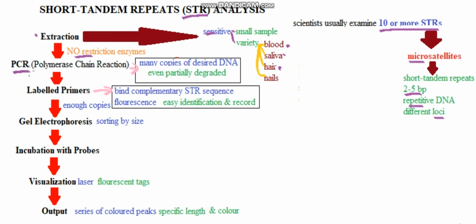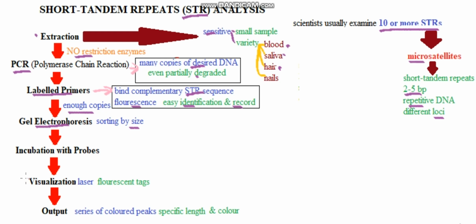The next step is PCR, polymerase chain reaction, in which many copies of the desired DNA are made, and even partially degraded DNA can be copied in PCR. Next, the labeled primers come in. They bind to the complementary STR sequences, and because they have been labeled with specific fluorescent tags, they can be easily identified and recorded in the results. Now, once enough copies have been made, the DNA fragments undergo gel electrophoresis where they are sorted by their size.